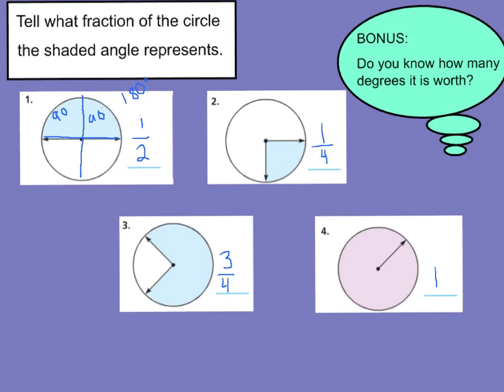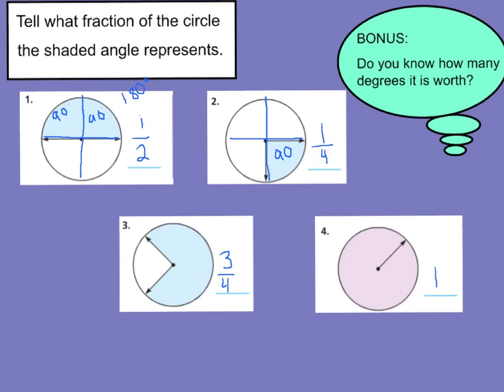For number 2, it's making a 1/4 turn. So it's a 1/4 shaded area of the circle. That's what the angle is showing us. And if you divided your circle into 4 equal parts, we would say that this shaded area is worth 90 degrees. For number 3, it's showing us 3/4 of the shaded area of the circle.